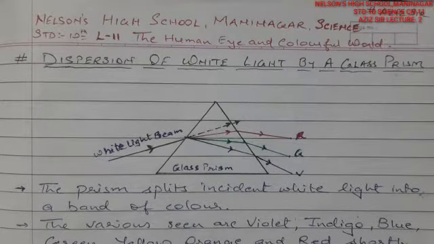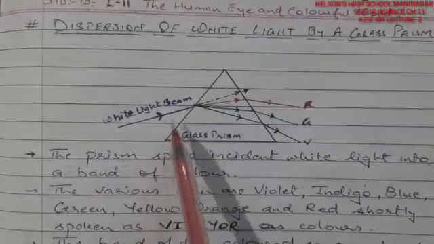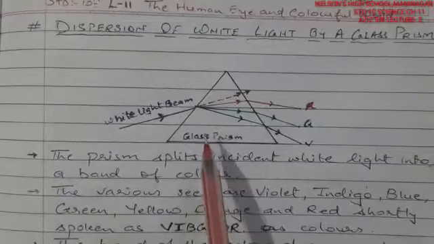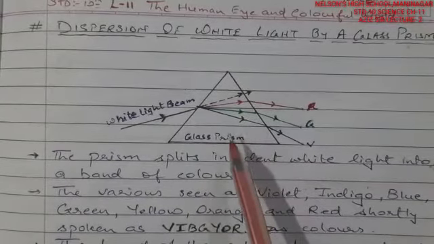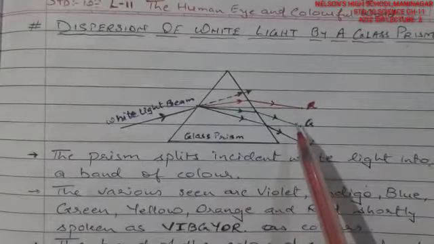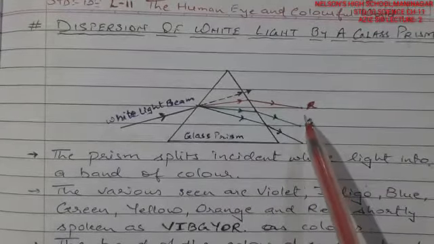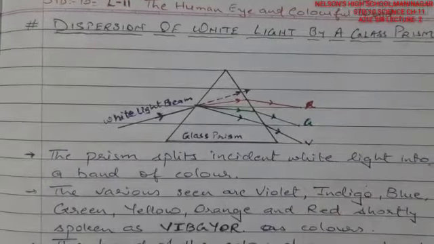Now, in this lecture, we are going to start with the dispersion of white light by a glass prism. As you are able to see in this prism, the white light, when entering, gets dispersed into 7 different colors. But drawing all 7 colors is not possible for me, so I have taken the main 3 colors, that is red, green and violet.